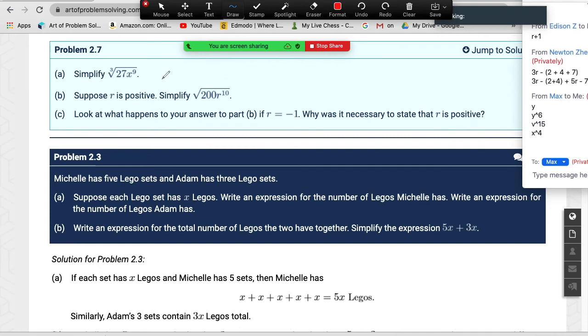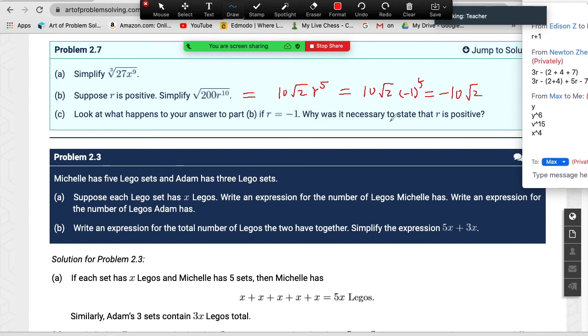Now, let's see C. Look at what happens to your answer to part B if r equals -1. After we simplify, we got 10 times root 2, then r power 5. Now in this part, they ask what this equals if r equals -1. So we get 10 root 2 times -1 power 5. -1 power 5 equals -1. So we get this equals -10 root 2.